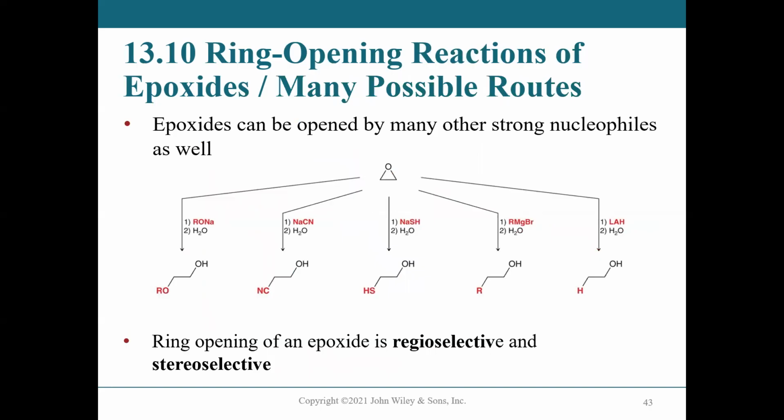Epoxides can be opened by many other strong nucleophiles, and they give you a list of some nucleophiles that have the ability to open up that epoxide. You have your Grignard reagent right here. You have your thiol group here, cyanide group, lithium aluminum hydride, so a hydride could open it up. So there are many different possibilities.